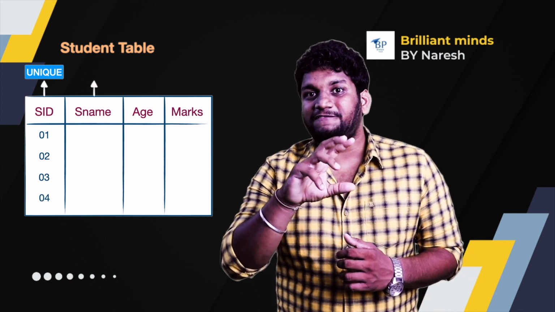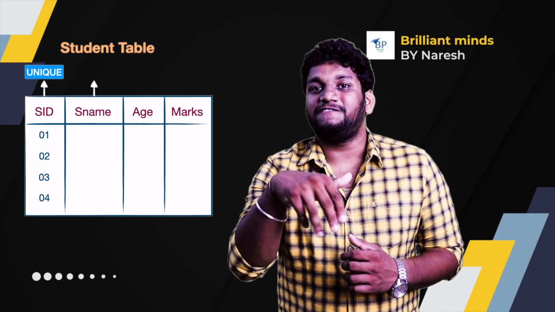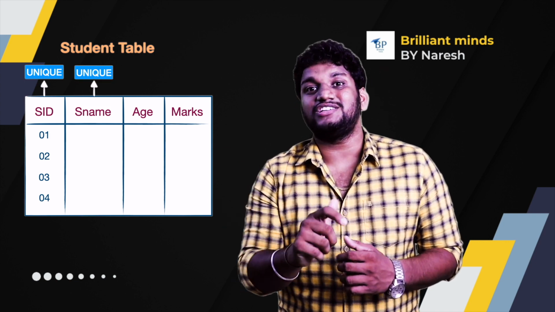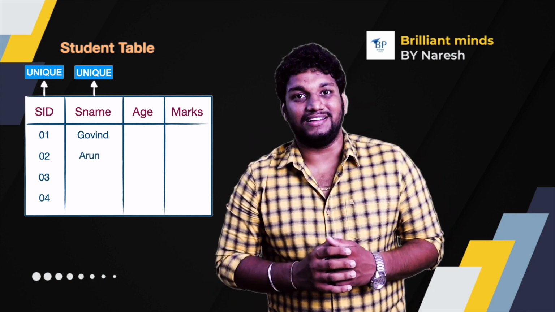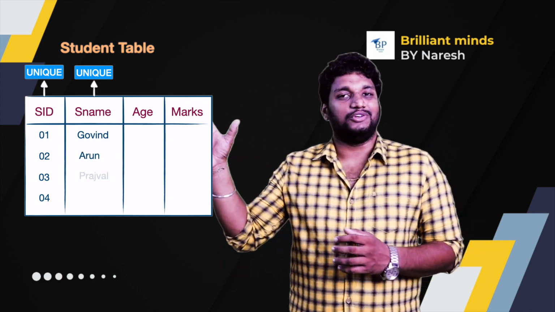If I repeat the same ID, if I use the same ID for another student, it will not take it. Unique constraint will not accept it. This is the main rule for the unique constraint.